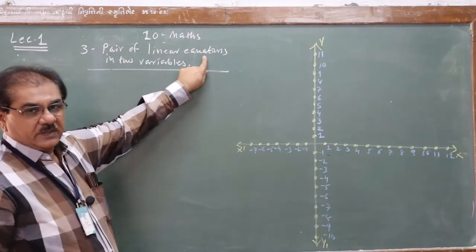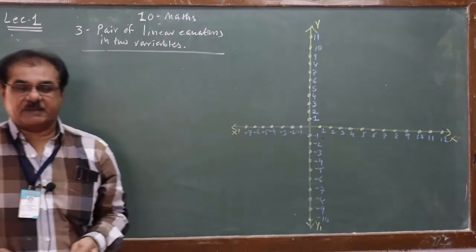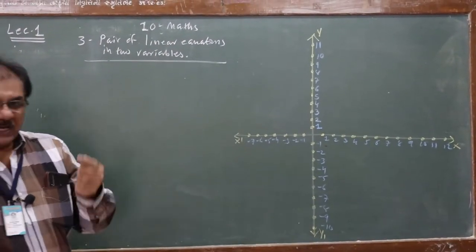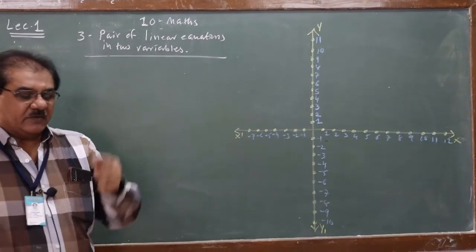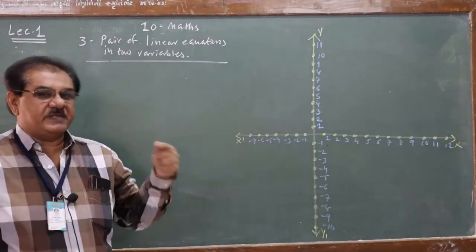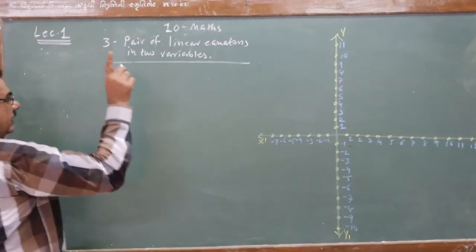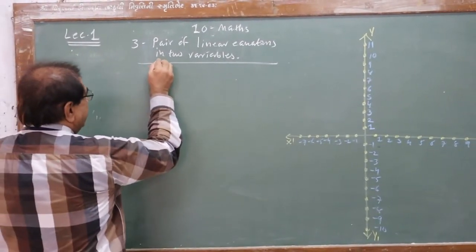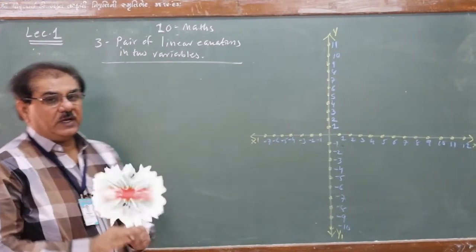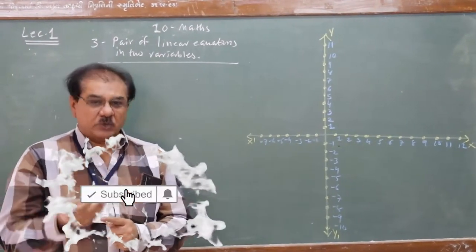Linear equation. You have studied in the chapter of polynomial. Linear polynomial you have studied. When a polynomial is compared with 0, it becomes equation. But here one more thing is coming in two variables. Not only linear equations, they are in two variables.